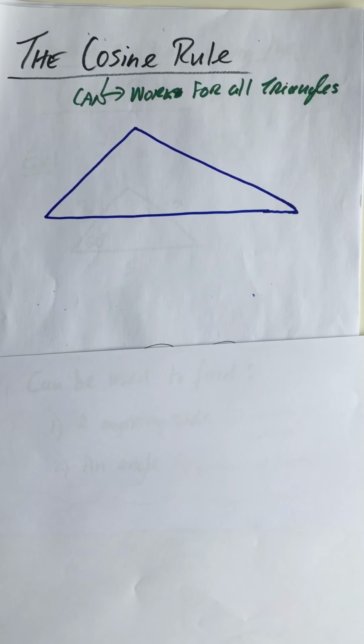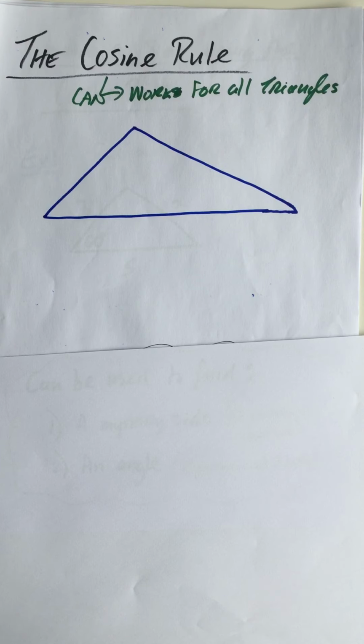In this video, I'm going to talk about the cosine rule. The cosine rule, like the sine rule, can work for all triangles. It doesn't matter if they're right angle triangles or non-right angle triangles. The cosine rule can be used for any triangle, provided you have enough information.